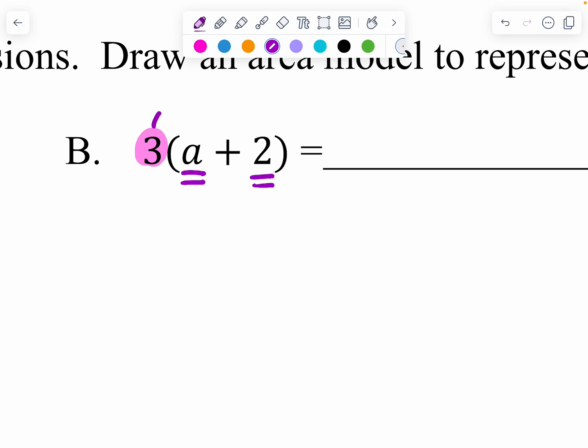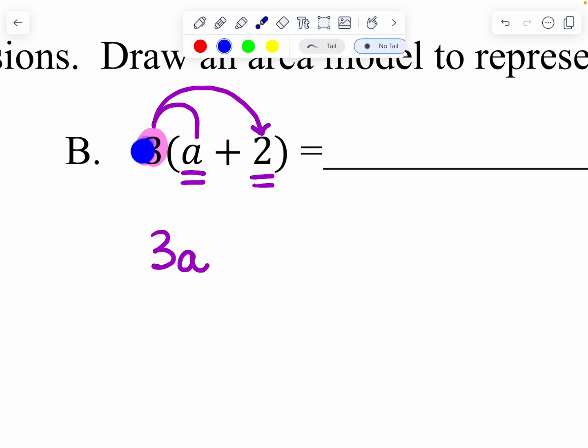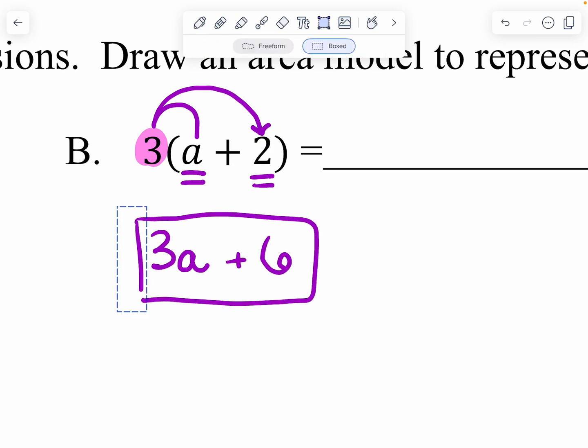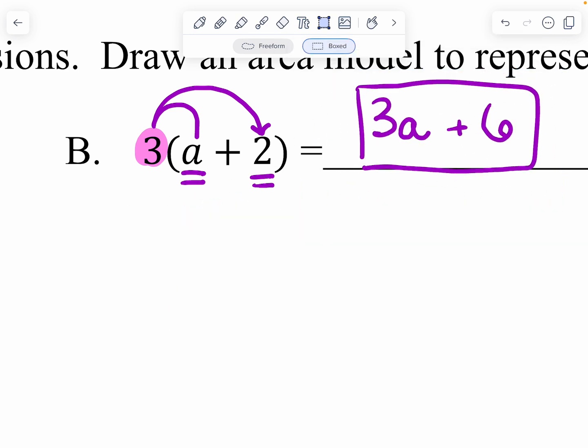So the first thing I see is the 3 and the A. Those are going to get multiplied, and it's always multiplication. The thing on the outside always gets multiplied by the thing on the inside. So 3 times A is just 3A. And since there was another thing inside the parentheses, I'm going to connect that 3 to that other thing in the parentheses, and I'm going to multiply those together. So a positive 3 times a positive 2 is a positive 6. And that's my answer.